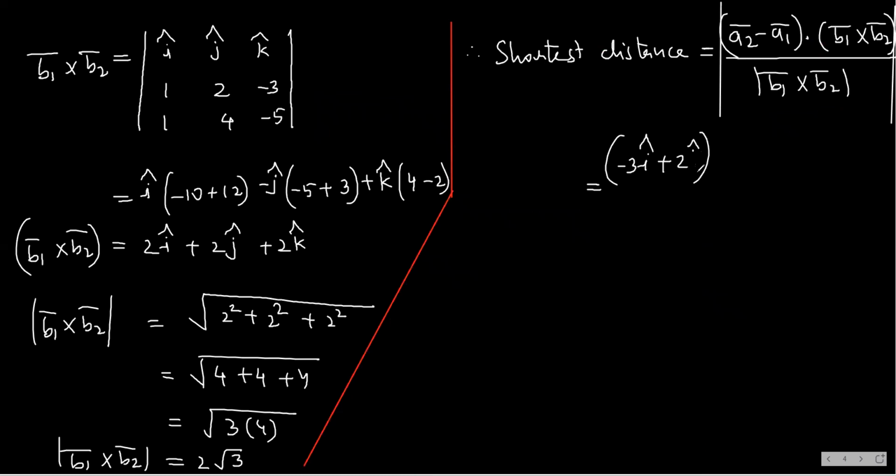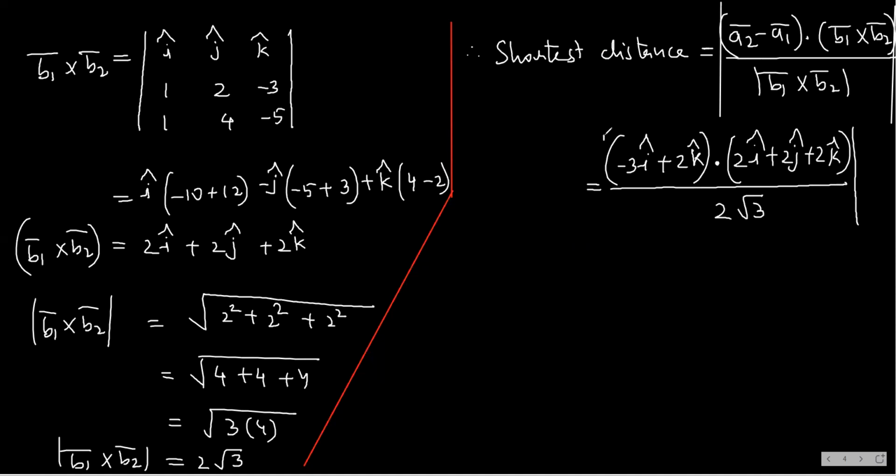Minus 3 i cap plus 2 k cap. B1 bar cross B2 bar is 2 i cap plus 2 j cap plus 2 k cap, divided by the magnitude of this, which is 2 root 3, and this is in mod. The advantage of mod is if finally you are getting anything negative, you will simply ignore that, because outside the mod it has to be non-negative.